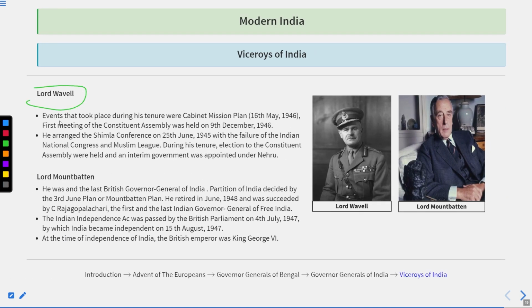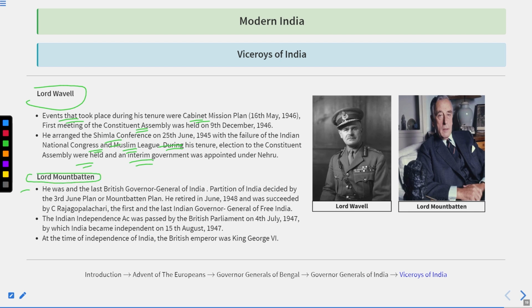Then comes Lord Wavell. During his tenure, the Cabinet Mission came to India. The first meeting of the Constituent Assembly was held. He arranged the Shimla Conference. That was a failure of the Indian National Congress and the Muslim League because they could not come together. And during his tenure, elections to the Constituent Assembly were held and an interim government was appointed under Nehru.